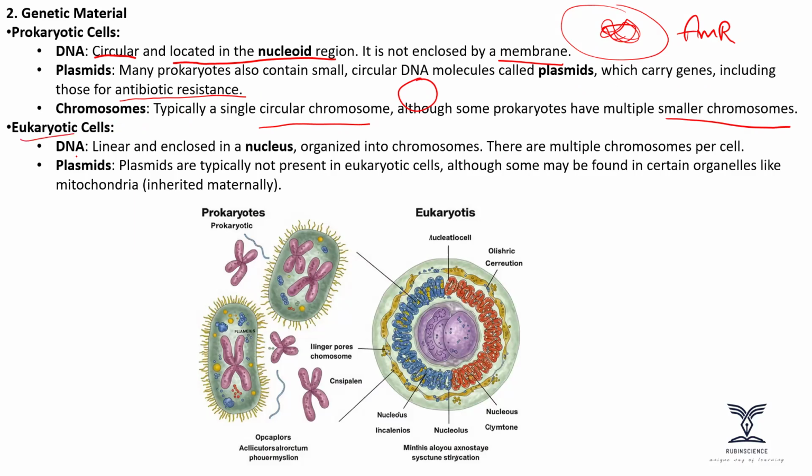In the case of eukaryotes, the DNA is linear and enclosed with a membrane, that is a nuclear membrane, a membrane-bound organelle. And plasmids are not present in eukaryotes, but certain organelles like mitochondria may have internal material like a plasmid. So you can see that in prokaryotes the DNA is freely floating in the cytoplasmic region, whereas here it is enclosed with a membrane.